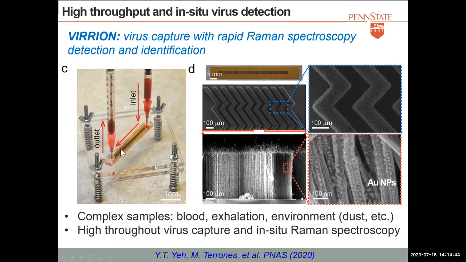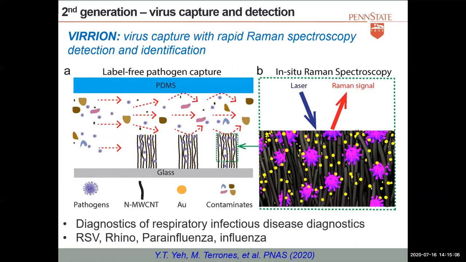In this case, since we're using Raman spectroscopy, we also deposit gold nanoparticles on the carbon nanotubes to get an enhancement in the Raman signal. But the idea is just to trap viruses in a similar way, enrich a sample, and try to see if we can differentiate viruses using Raman spectroscopy. And this is something that we published recently in PNAS.